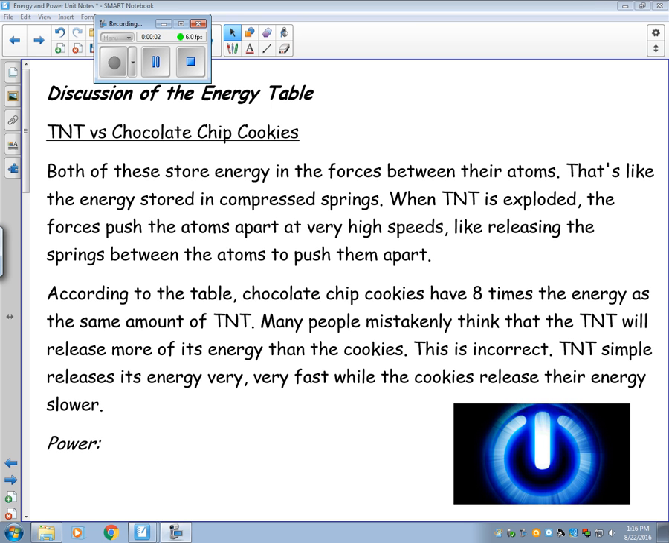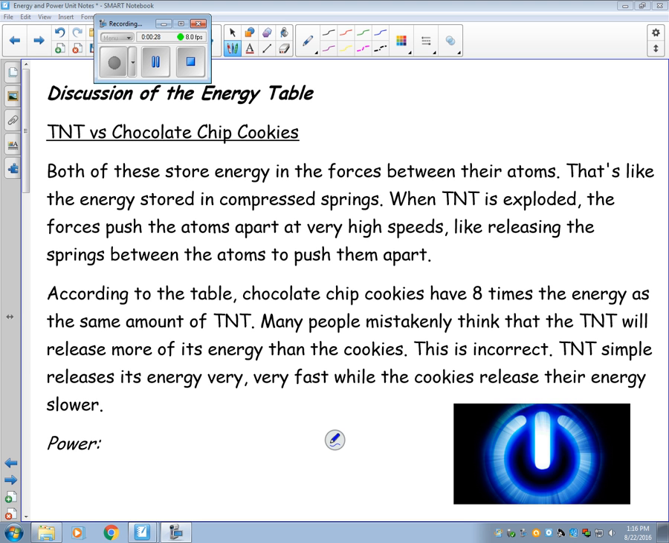This is video 2 for the energy and power unit. Okay, so in the last video I showed you a table and it had various different things that have energy, and we compared them all to 1 gram of TNT. And we saw that chocolate chip cookies have more energy than TNT. And that's kind of hard to think about, because TNT is so explosive.